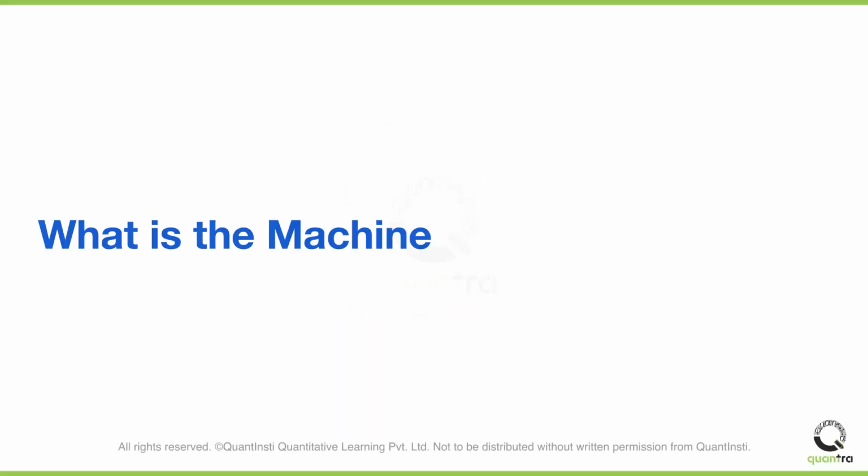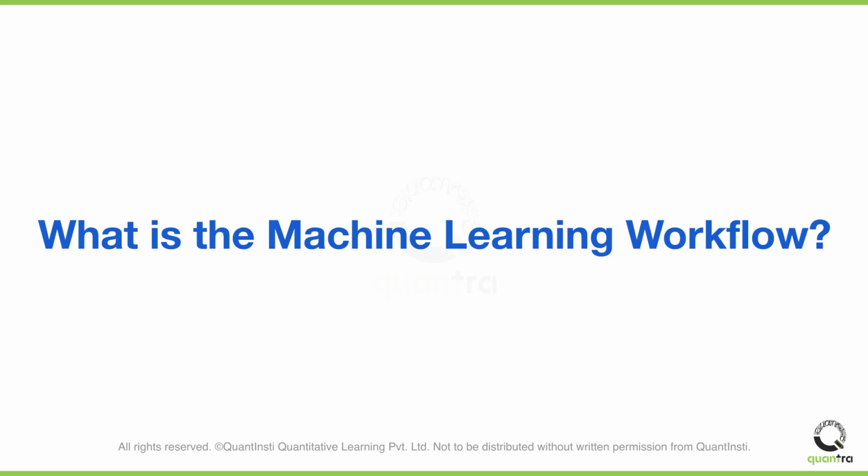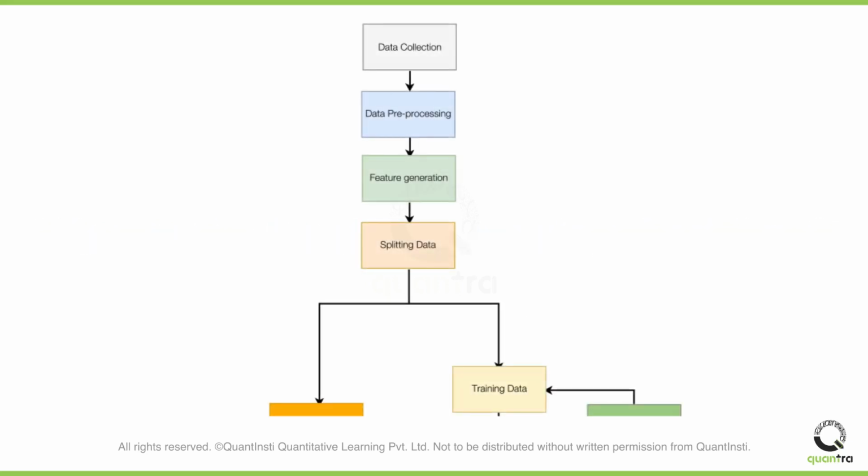What happens in a machine learning workflow, especially for trading? We just review the structure. Basically, the first step of the machine learning process is to collect the data. So what do you mean by collecting the data?